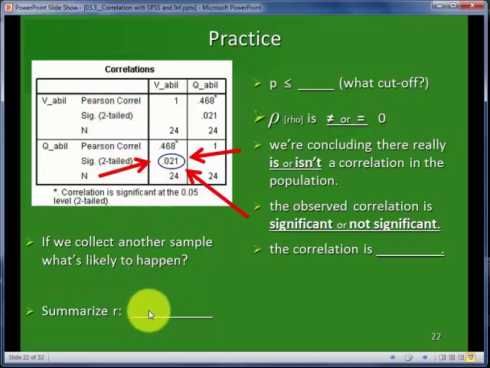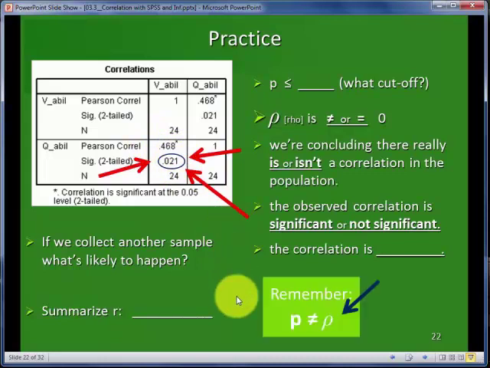You would say r with 22 degrees of freedom, it's 24 minus 2, r with 22 degrees of freedom is equal to 0.468, comma, p is less than or equal to 0.05. That's r with 22 degrees of freedom in parentheses is equal to 0.468, comma, p is less than or equal to 0.05. And here I'm just reminding you, don't confuse the p-value, this number here, with rho. They're two entirely different things.